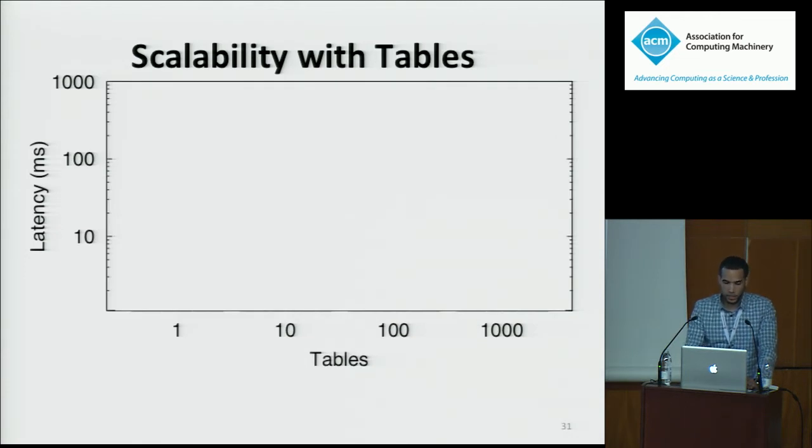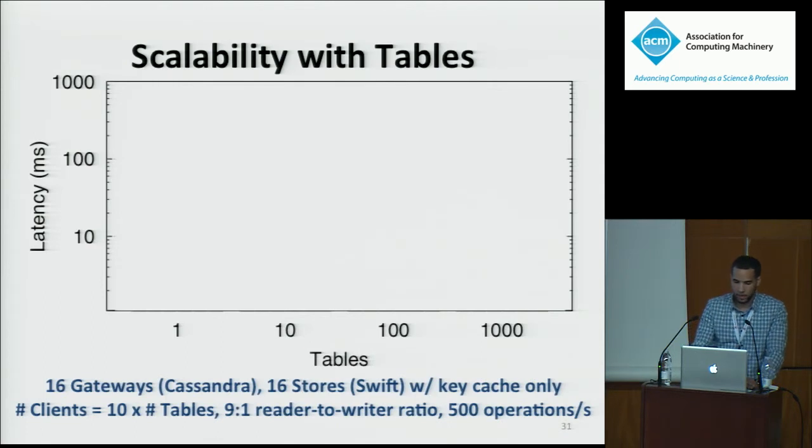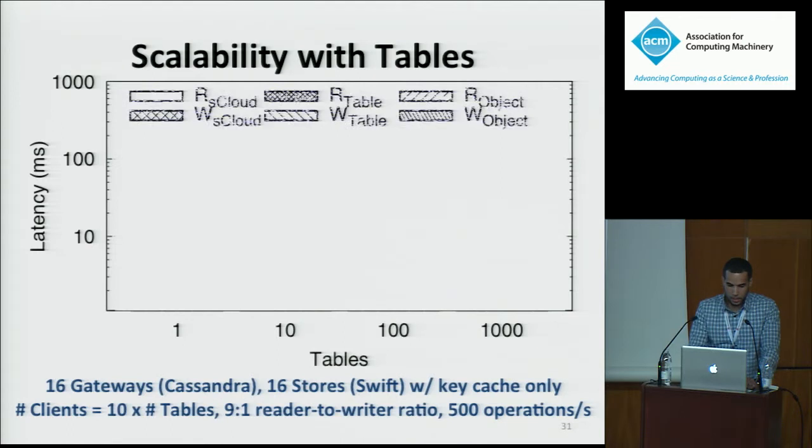Similarly, Simba is able to scale to many tables. This is using the same setup as last time, except the number of clients is 10 times the number of tables. The y-axis measures the client perceived read and write latency to the Simba Cloud, and the store perceived latency to the table and object stores. The y-axis is also in log scale.